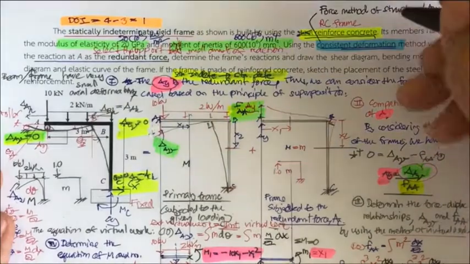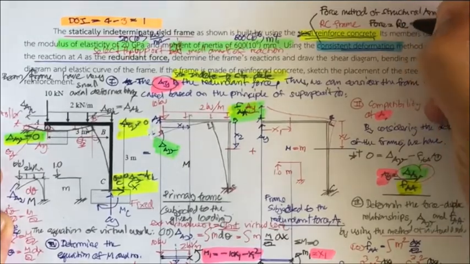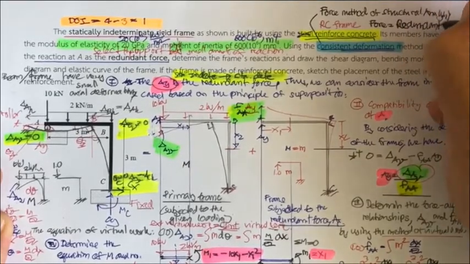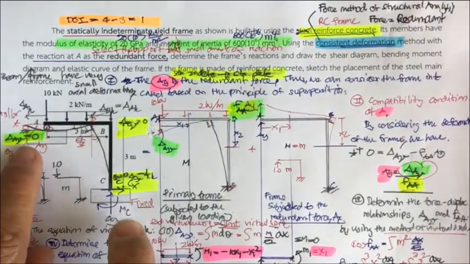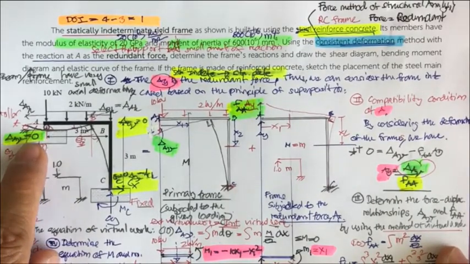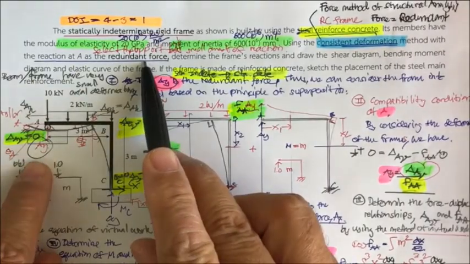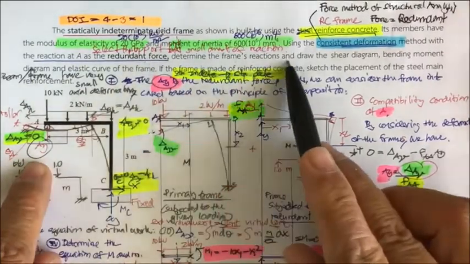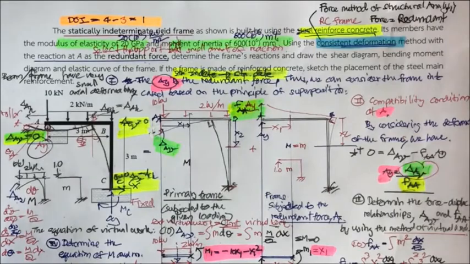That means we're going to use force equal to the redundant. Typically anyone can be the redundant, but the one that is isolated from the others is going to be selected. In this one, it's really convenient to select the A sub y as the redundant, and the problem sets us up like that. And then they ask us to determine the reaction. After we find the redundant, we can later determine the reaction.